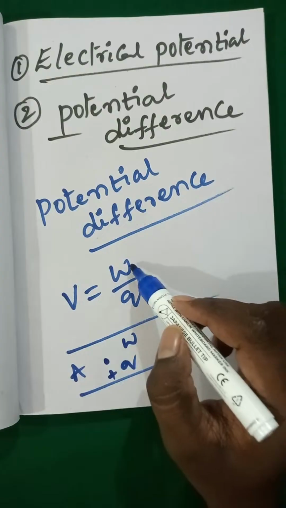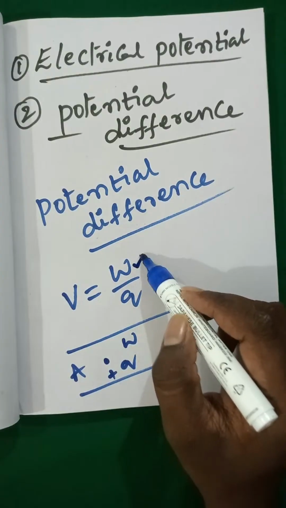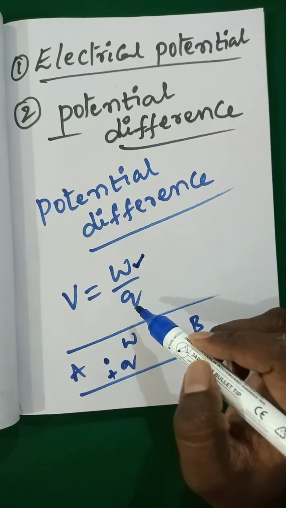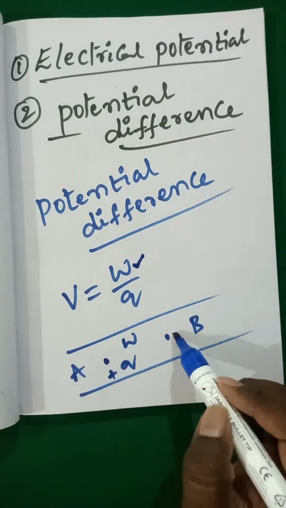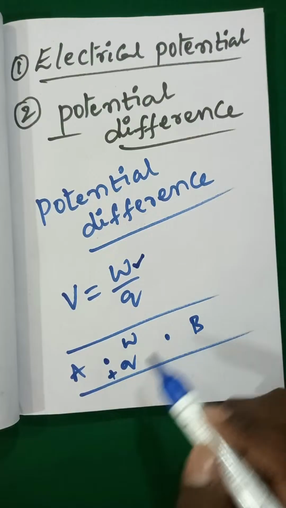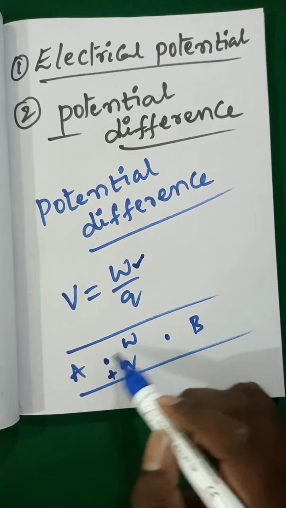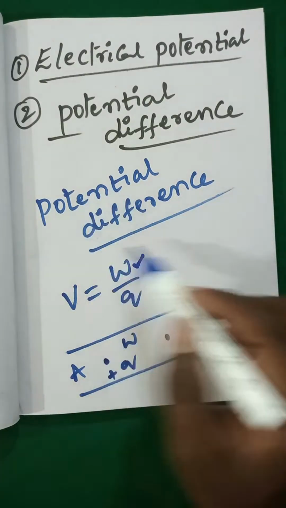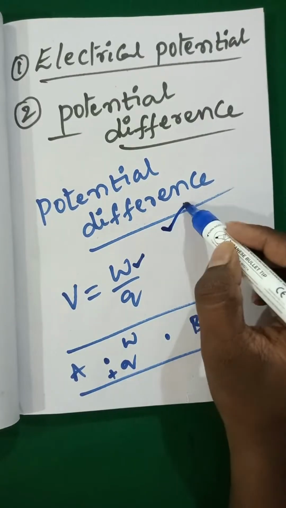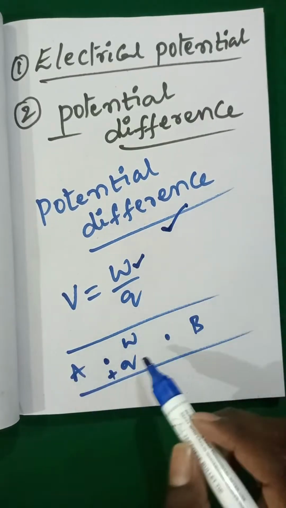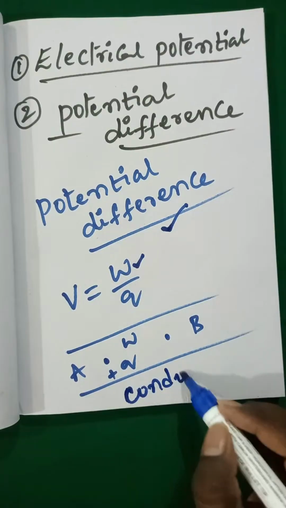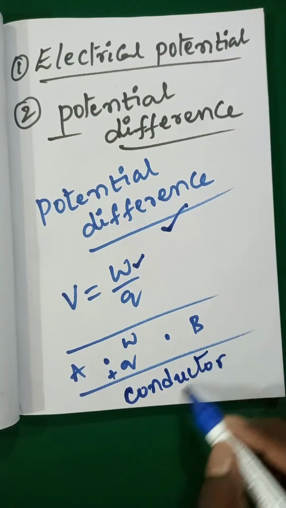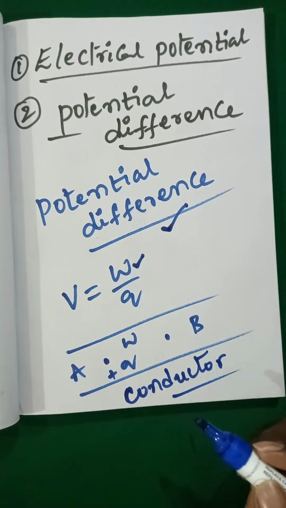So the work done on unit positive charge to bring it from one point to another point. We are doing some work to bring the positive charge from point A to point B. That is called potential difference. Potential difference will take place within the conductor. So within the conductor, potential difference will be there.